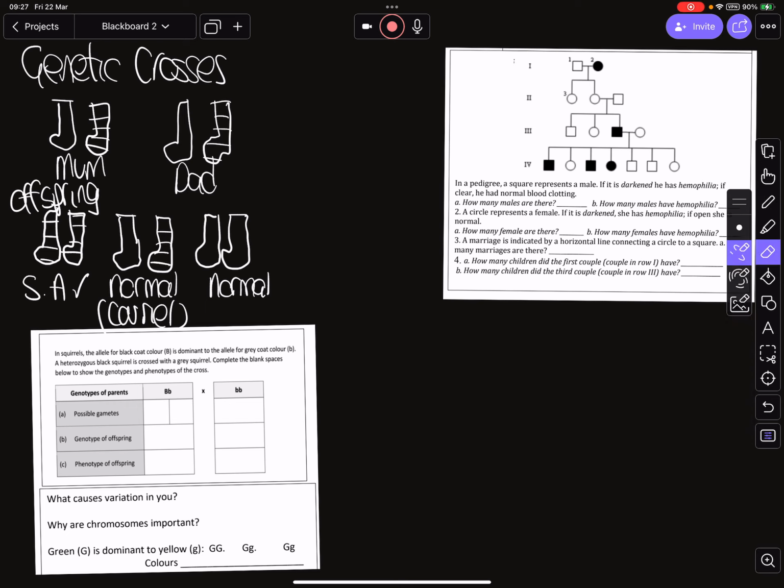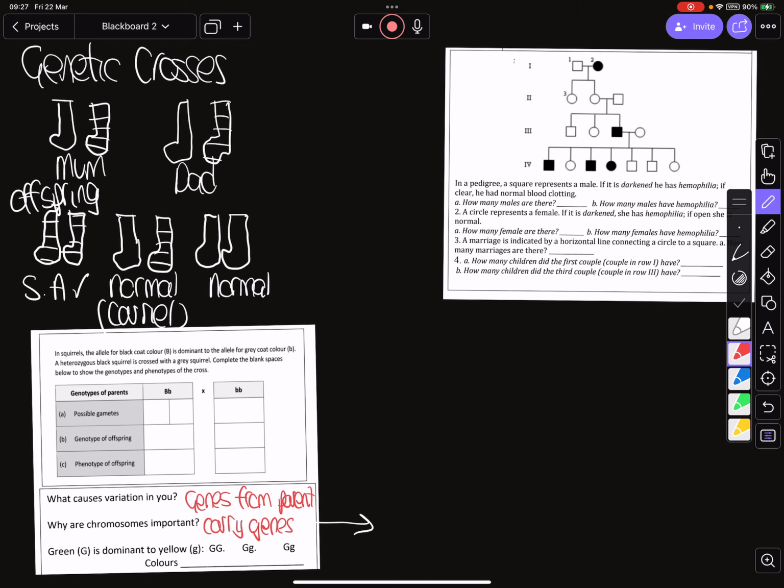And I'm going to bring you over here to this part down on our bottom left now. So in terms of variation in you, that exercise with the socks should show you the variation in you comes from the genes you got from your parents. So dad's sperm, mum's egg, all those genes come together and they make you. And your chromosomes are important because they carry your genes. So your genes are just instructions for hair, for livers, for enzymes, for all sorts of things.